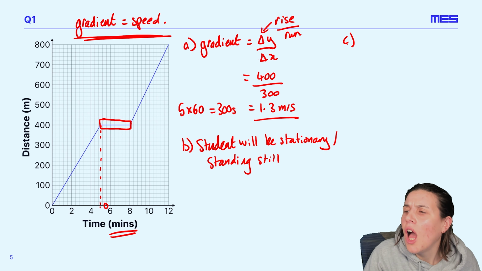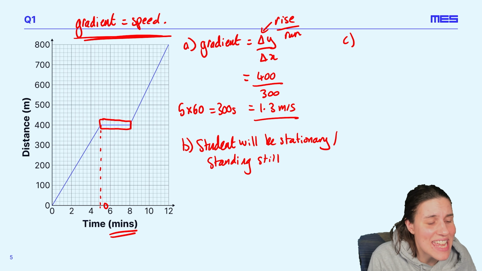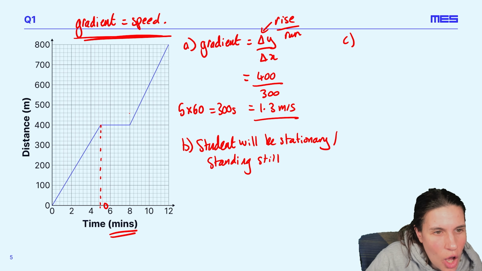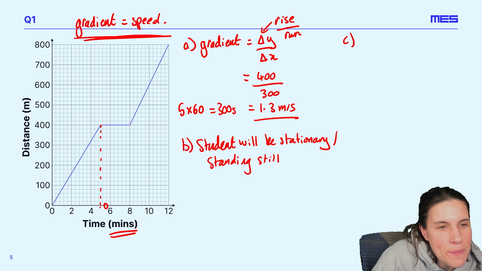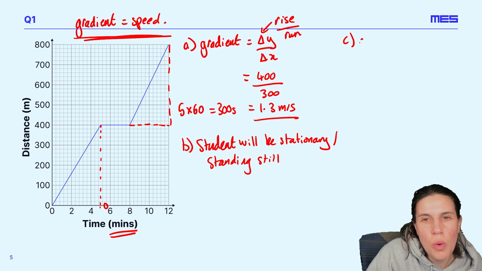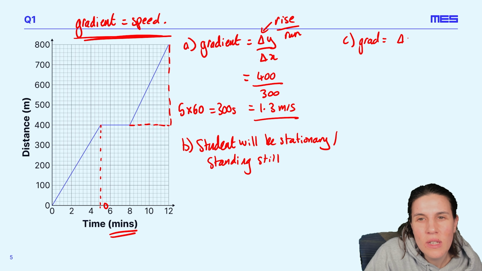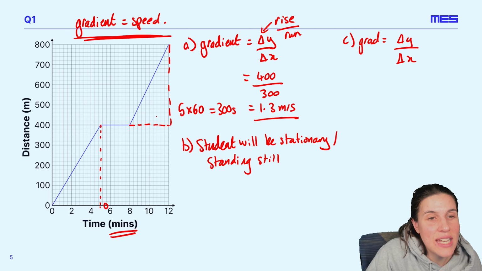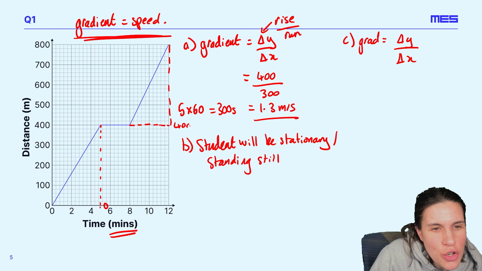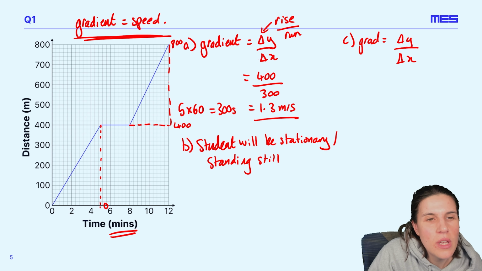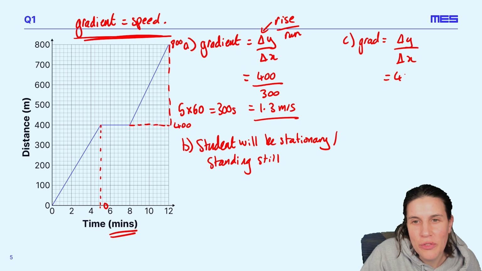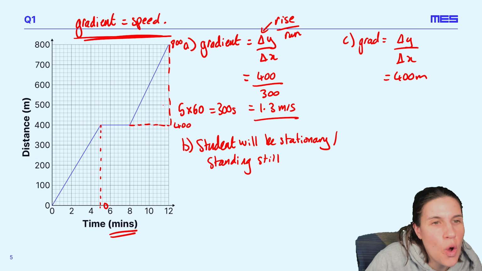Right, for part C, I've been asked to calculate the speed between 8 and 12 minutes. So I'm now looking at this second upward sloping blue line here. So again, to calculate the speed, I need to find the gradient. So I'm going to do the change in y divided by the change in x. Now the change in y this time is going to be a little bit more tricky to work out, because this line starts at 400 and goes up to 800. So my change in y is going to be 800 take away 400, which would just be 400 meters. So the distance is changing by 400 meters.